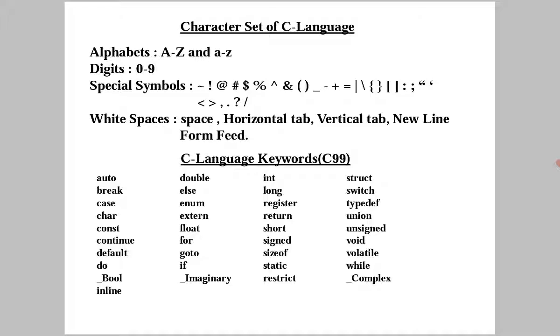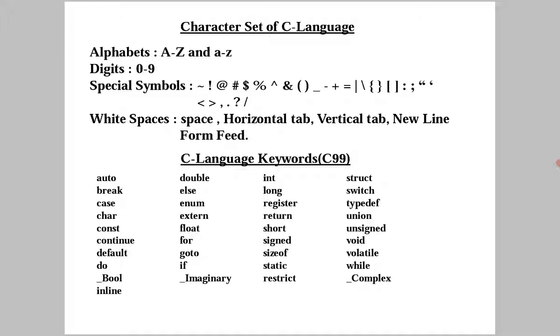The first one is alphabets. Alphabets are again of two types: capital A to Z and small a to z. The second one is digits. Digits are generally 0 to 9. And then special symbols: some special symbols and operators are used. These operators have specific meanings and predefined uses only. They can be used for predefined or specific purposes only.